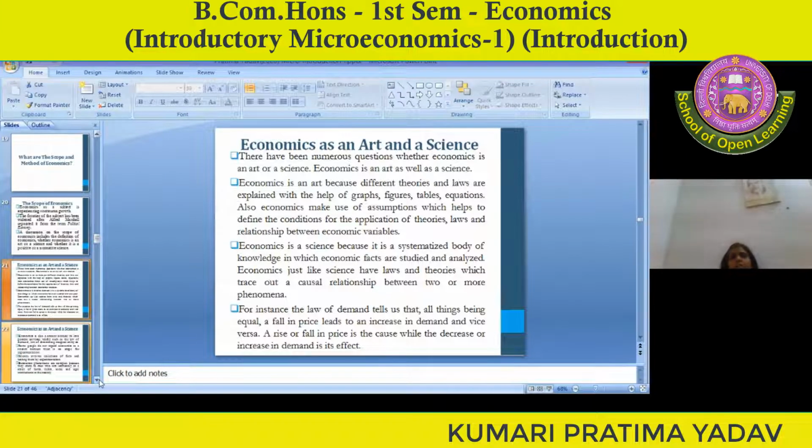First, we'll talk about whether economics is an art or a science. Art is something you talk about and discuss, but you can't prove it. Science has facts and figures you can test. You can say this is right and this is wrong. To give you the exact word, there have been numerous questions on whether economics is an art or a science. Economics is an art as well as a science. Economics is a subject which has both.